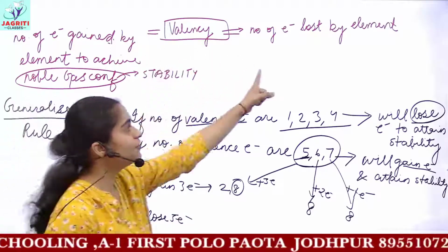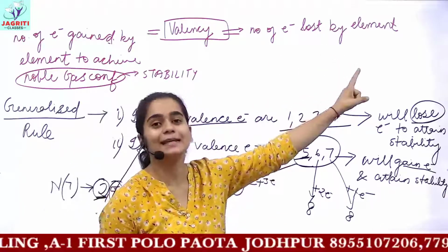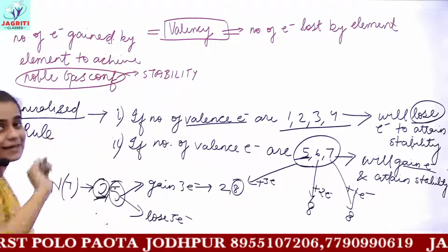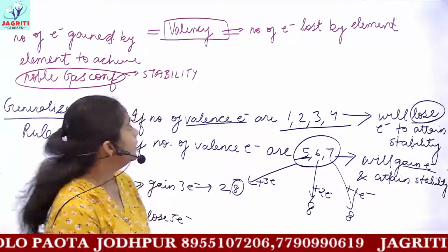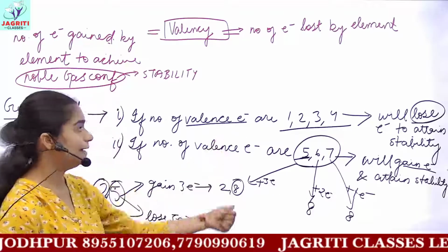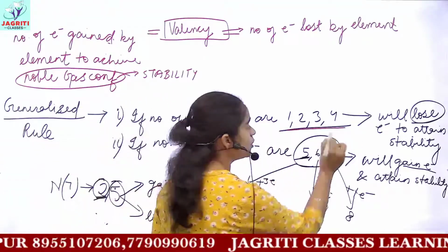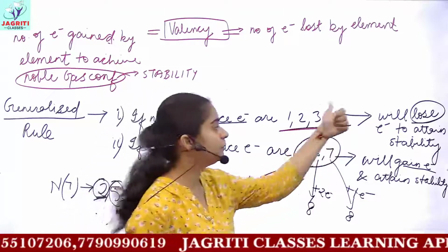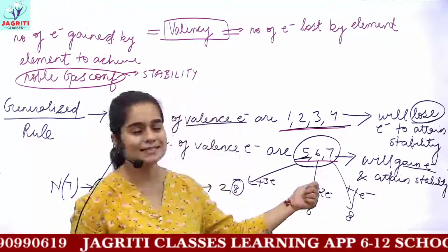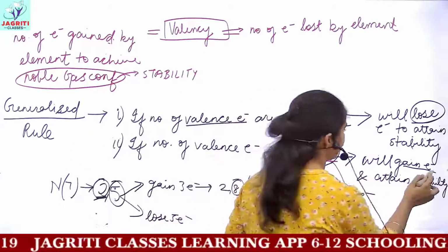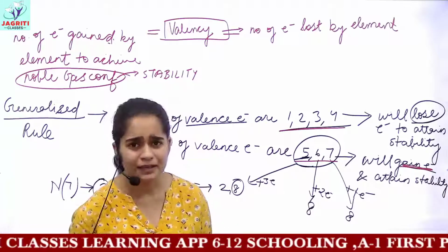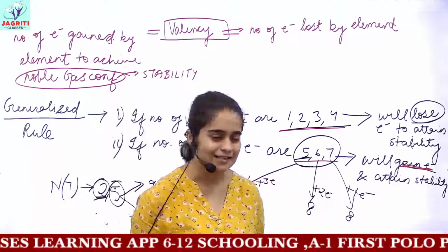Valency is the number of electrons which are lost by any element, or you can say valency is the number of electrons which are gained by any element. Now you know when the atom will lose or gain electrons. If the number of valence electrons is 1 to 4, then it would prefer to lose them. If the number of valence electrons are 5, 6 and 7, then it will prefer to gain the electrons, because gaining electrons is more favorable energetically, or it is an easier task.